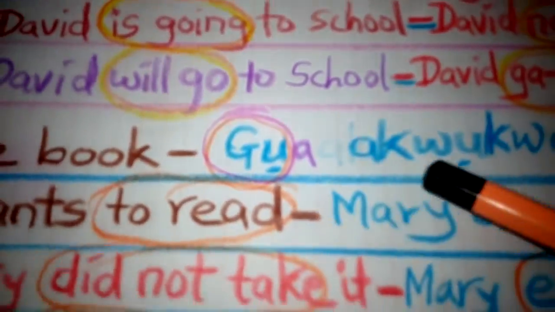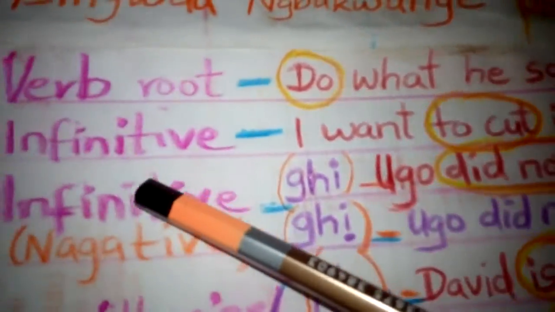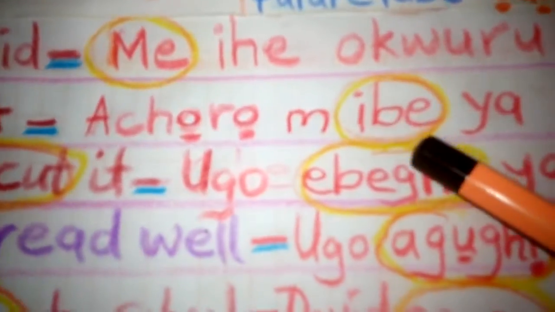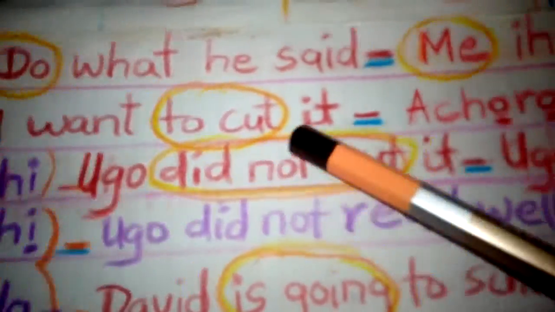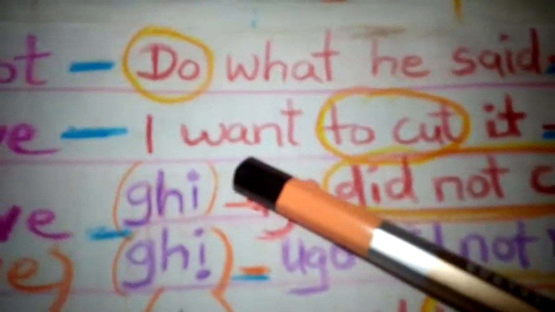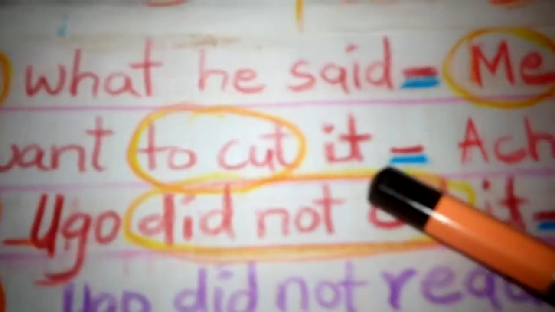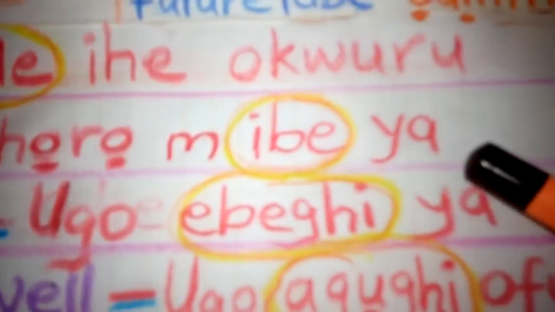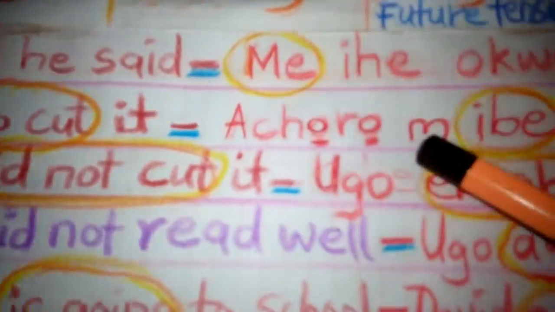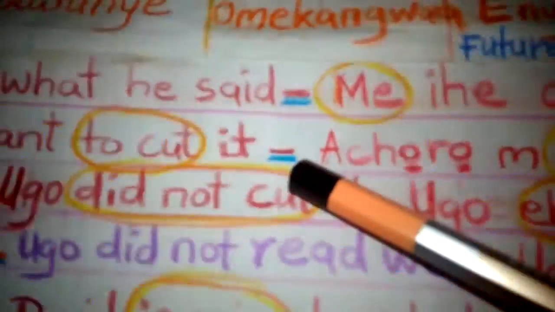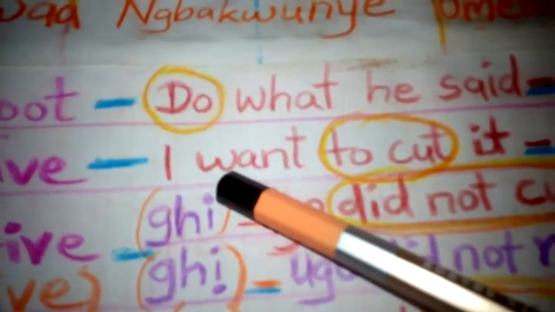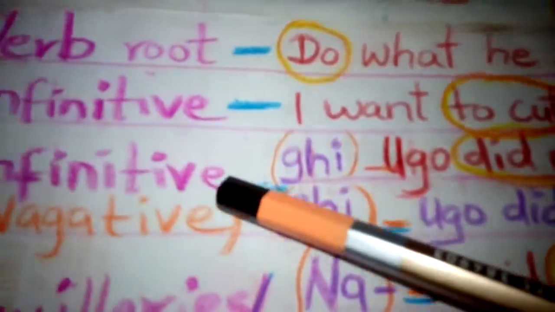So that is it. Let's say cut, to cut, that's ibe, the infinitive form. So how do you use it? I want to cut it: Achọrọ ibe ya. That's as infinitive. So you make a sentence with an infinitive verb. To cut, so achọrọ ibe ya, I want to cut it.